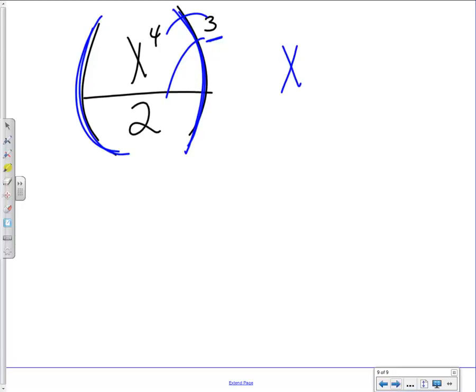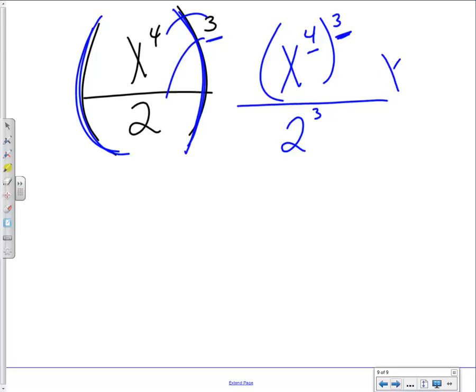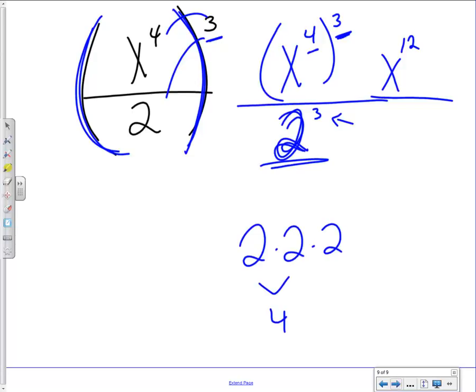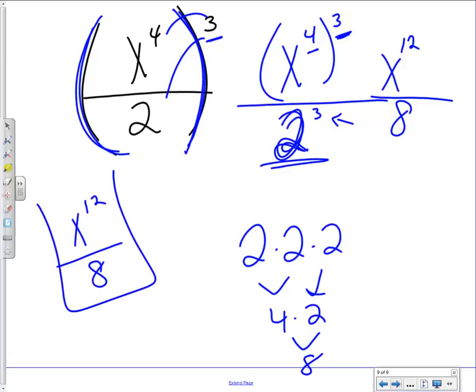So when I rewrite this, it's now x to the 4th raised to the 3rd power over 2 to the 3rd power. Okay? And so this is a power raised to a power. I know I'm going to multiply because this 3 up here does not have its own x to it. Okay, so 4 times 3 gives me 12 over, well, this right here is 2. I see this many times. So 2 times 2 times 2. 2 times 2 is 4. Bring down the 2 you haven't used, and your answer is 8. So x to the 12th over 8 is my final answer.